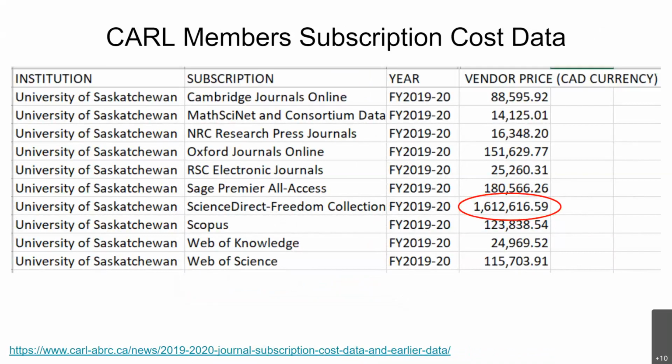We've posted it on the Canadian Association of Research Libraries website, along with other university libraries across the country. I've circled in red there the Science Direct Freedom Collection. To continue picking on Elsevier, this is their big deal bundle. They call it Science Direct, and ironically, the Freedom Collection. We paid in 2019-2020 $1.6 million for 1 year of access to their journals for one institution. Okay.